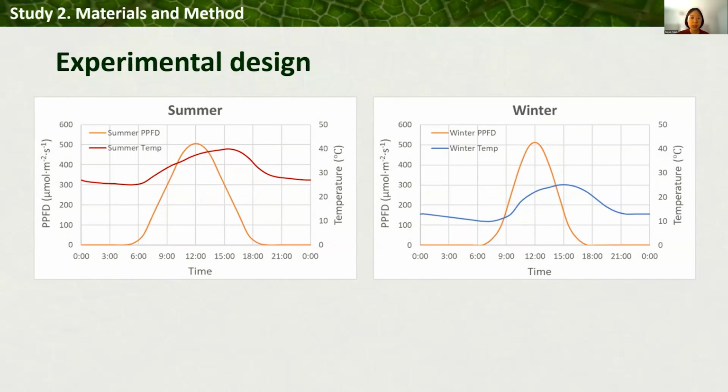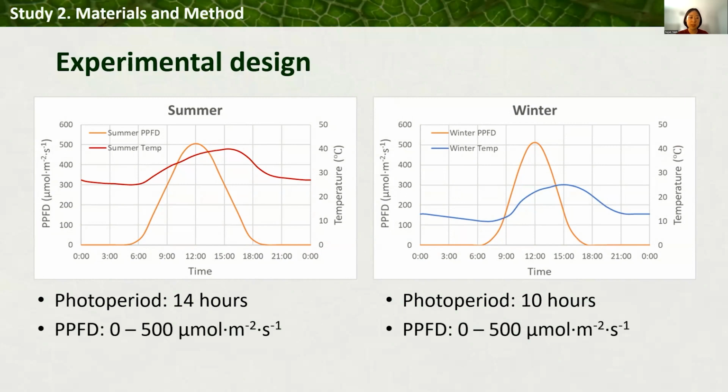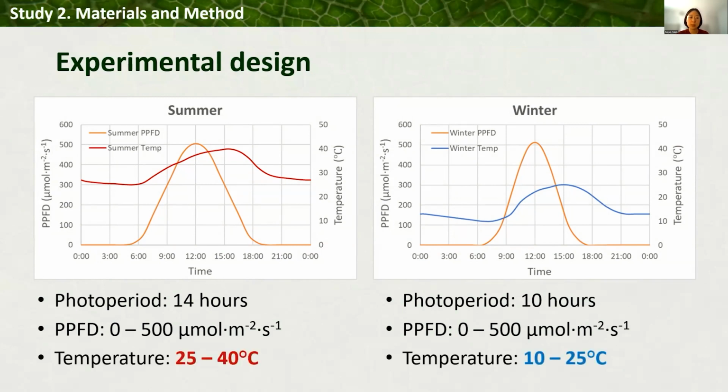I set the summer and winter conditions separately so that, as you can see, the photoperiod is longer in the summer conditions and shorter in the winter conditions. And then I set the same PPFD peak, because we usually use a shade curtain in summer because of the too high temperature and light intensity. But the temperature ranges in a different way, and the peak is not at noon. Instead, it's around 3 p.m., which mimics the greenhouse conditions.